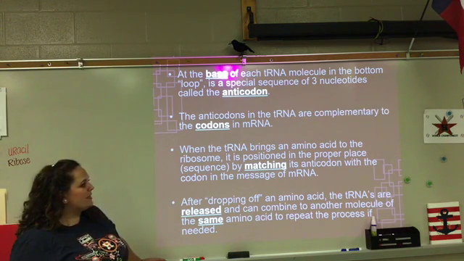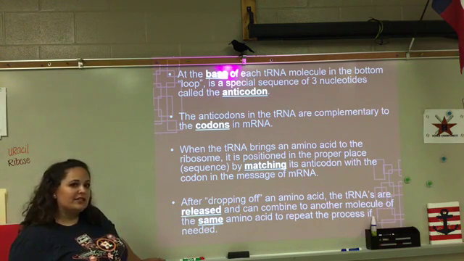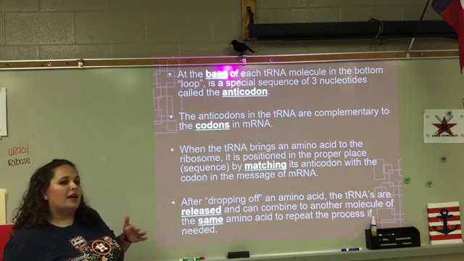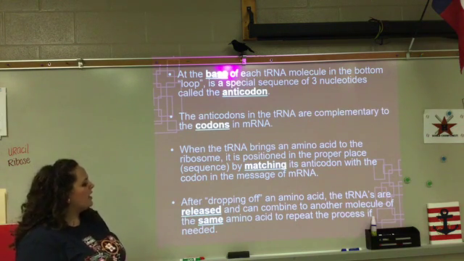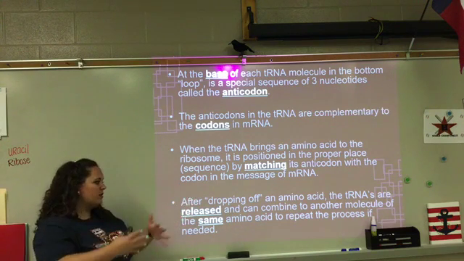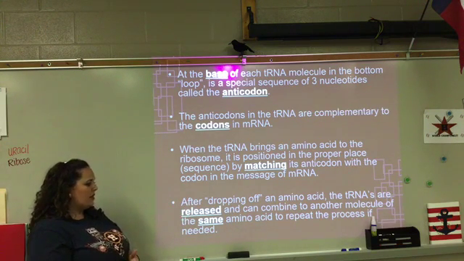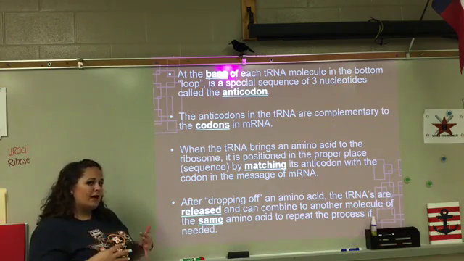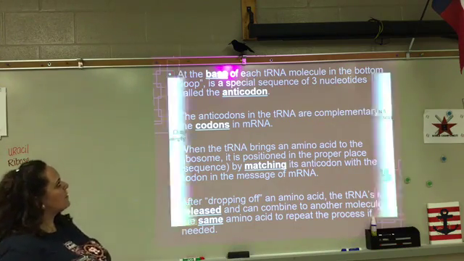When the tRNA brings the amino acid to the ribosome, it gets positioned in the proper place or sequence by matching its anticodon with the codon of the messenger RNA. Then it will drop off its amino acid. The tRNAs are released back out, where they can combine to another molecule of the same amino acid and repeat that process anytime that code comes up again.